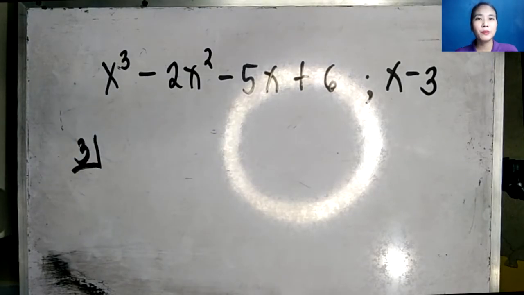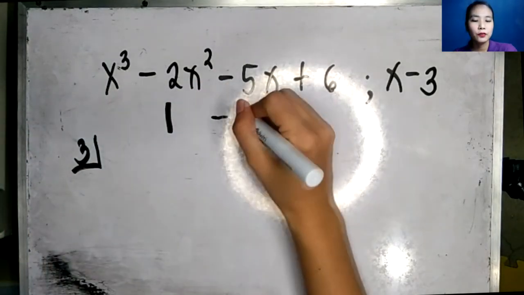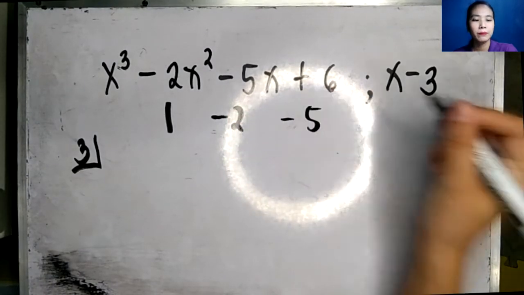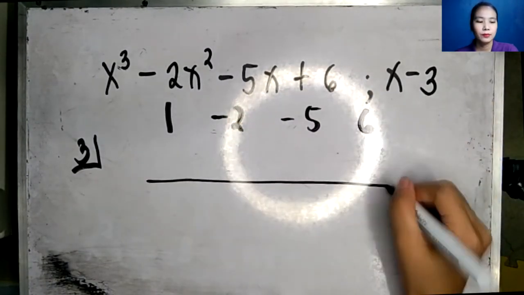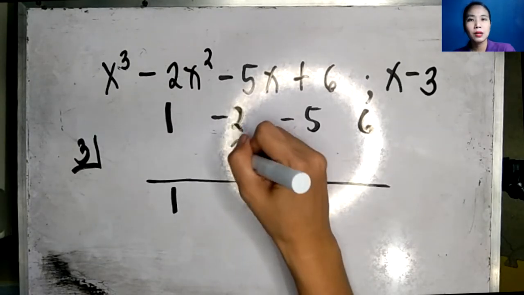Kukunin natin ang ating numerical coefficient since ang ating given na x cubed minus 2x squared minus 5x plus 6 ay walang missing term at naka-arrange na ito into descending powers, kunin na lang natin ang ating numerical coefficients. Meron tayong 1, negative 2, negative 5, and 6. Doing our synthetic division process, i-bring down natin ang unang number which is 1. Then 1 times 3 is equal to 3.